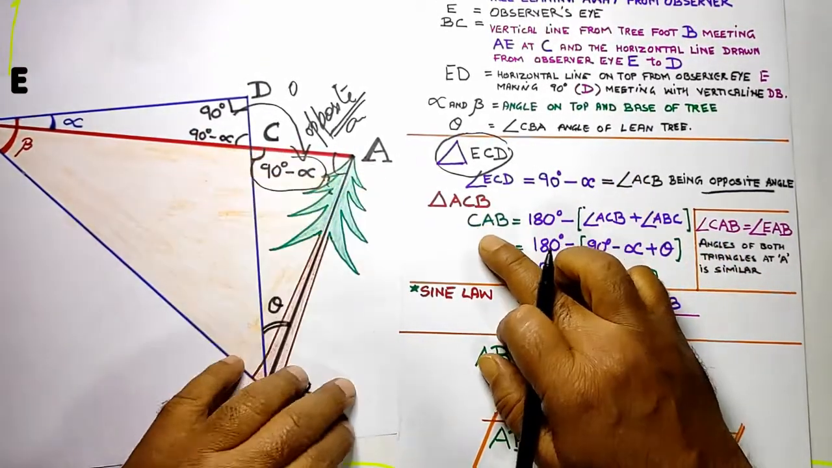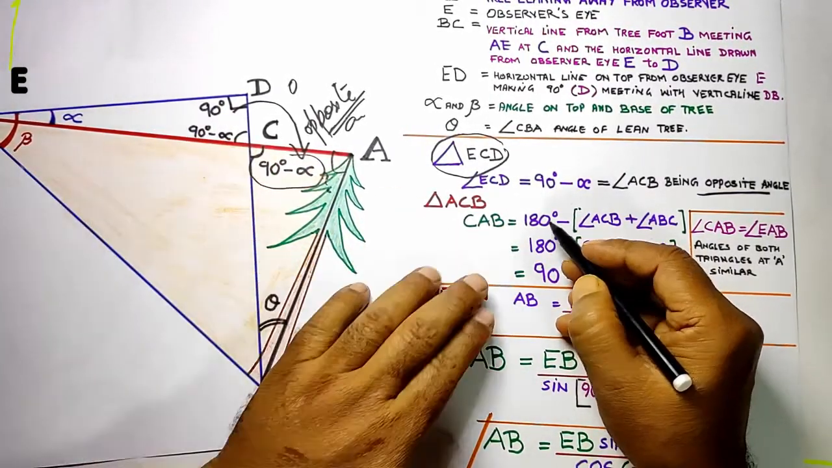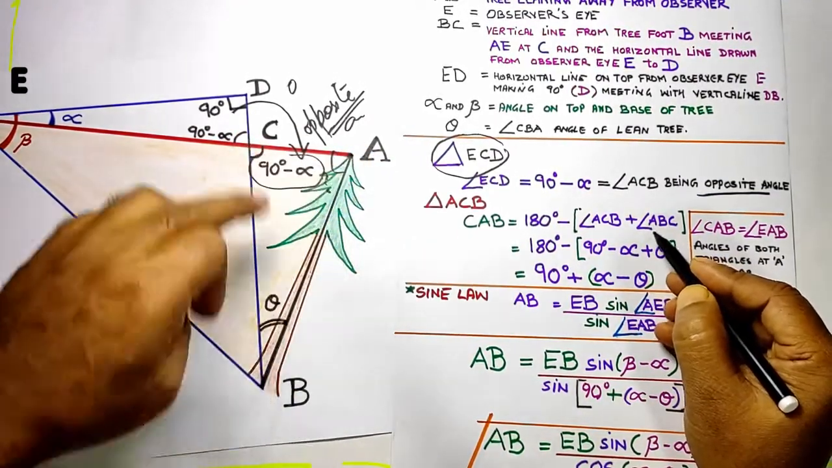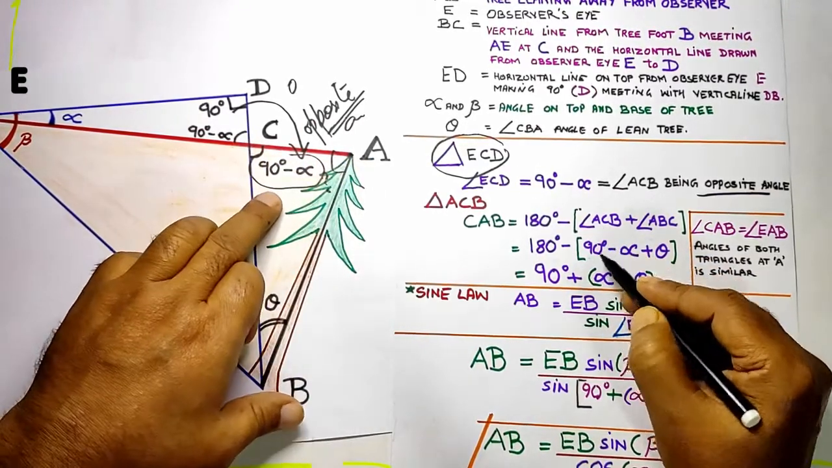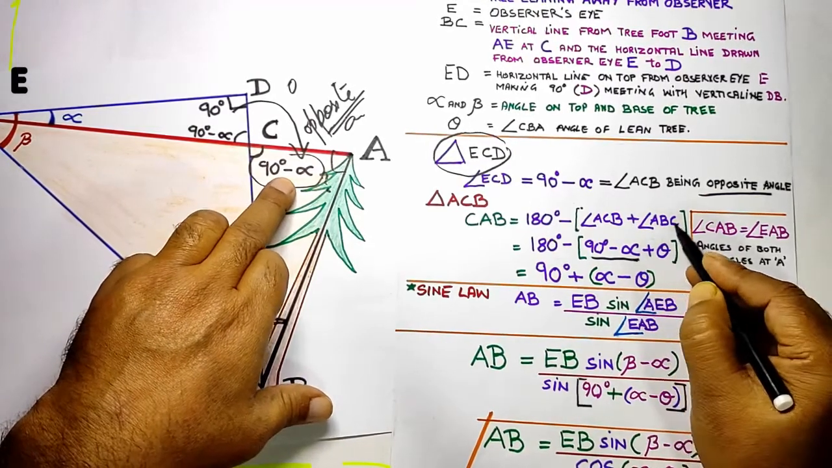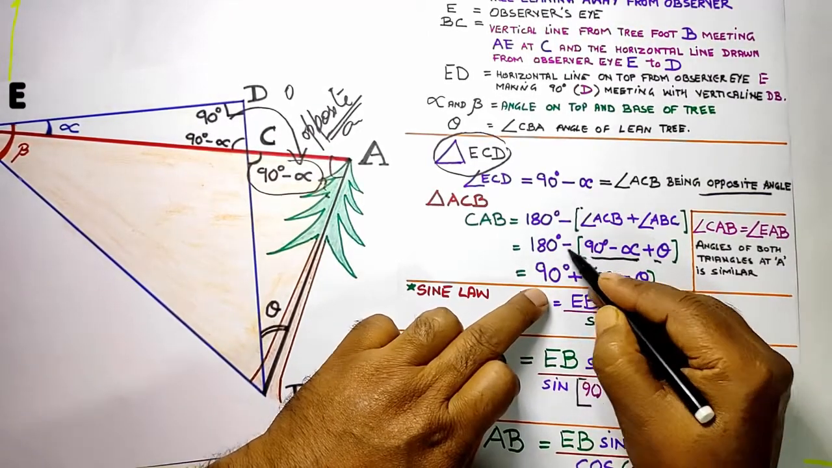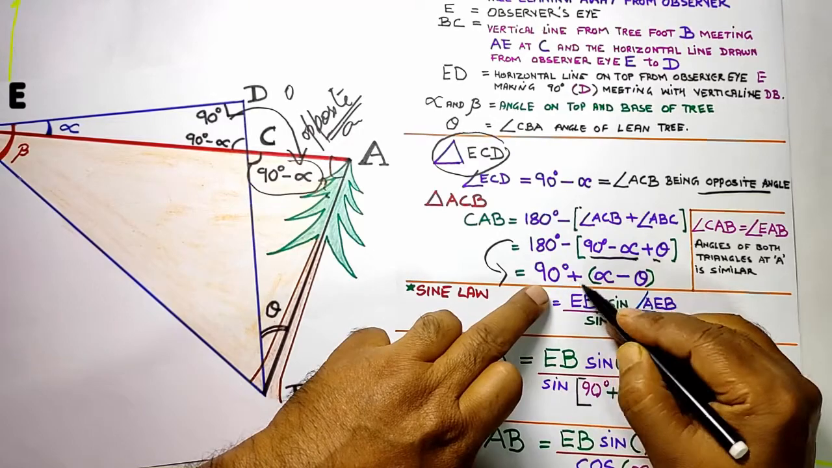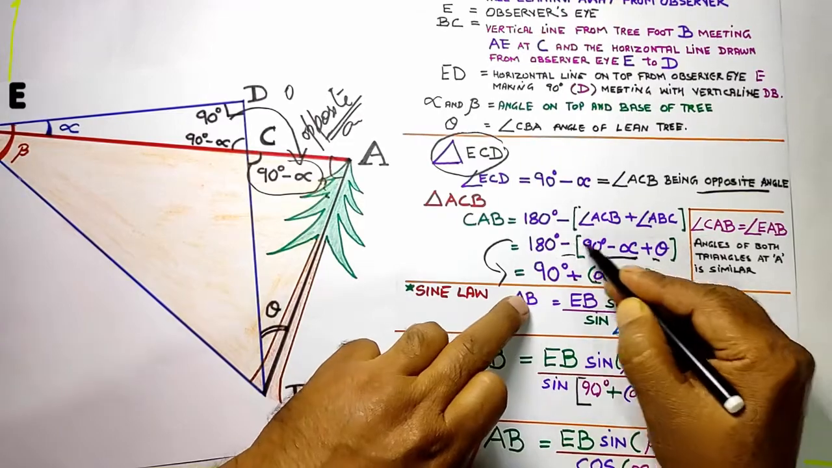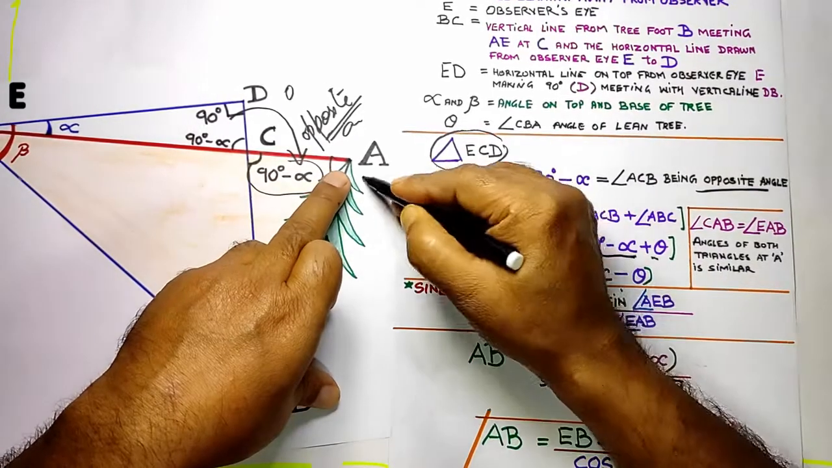So CAB is equal to 180, because if we subtract these two from 180, we'll get that angle. So 180 minus ACB plus ABC. What is ACB? ACB is 90 minus alpha, and ABC is theta. After simple algebra, we get 90 degrees plus alpha minus theta. So we can derive it from here to here. This way we are getting the angle, so we got it.